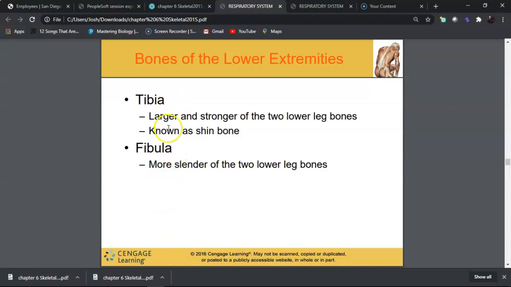We have the tibia, which is the larger and stronger, more weight-bearing of the two lower leg bones. It's also known as the shin bone and is the site of shin splints. If you're a runner or have had that, it's very painful. The anterior tibialis muscle will pull off of the shin bone and cause quite a bit of discomfort if you don't have good running shoes or you're running on a hard surface. And then we have the fibula, which is the smaller lateral leg bone that serves more as an attachment. It's not really a weight-bearing leg bone.